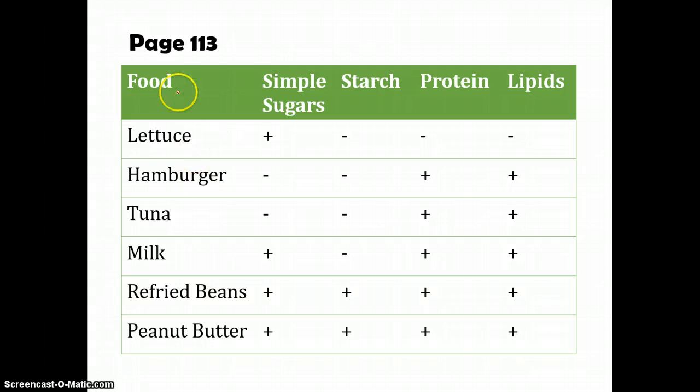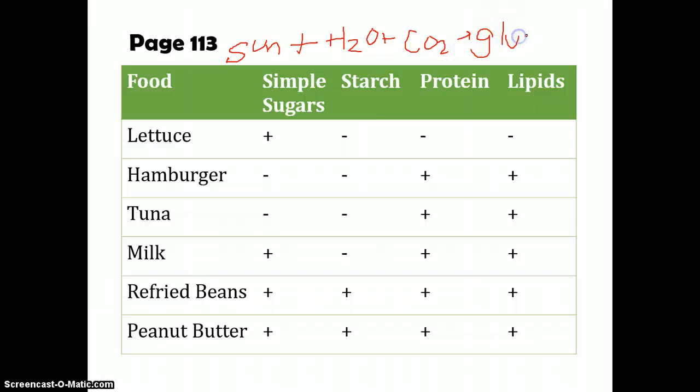Remember, photosynthesis is sun plus water, and I do apologize for the bad writing, I'm using my mouse, plus CO2. And that gives us glucose and oxygen. So glucose is a simple sugar. At no point in photosynthesis are we talking about protein or lipids.